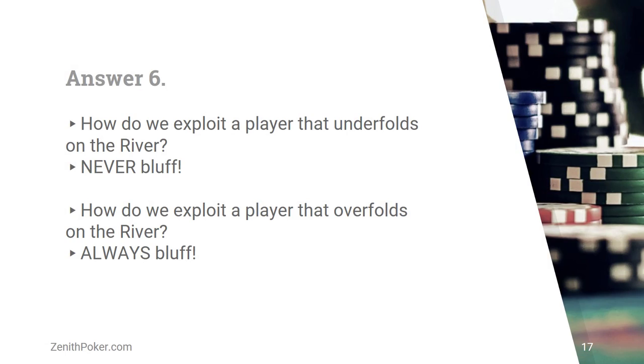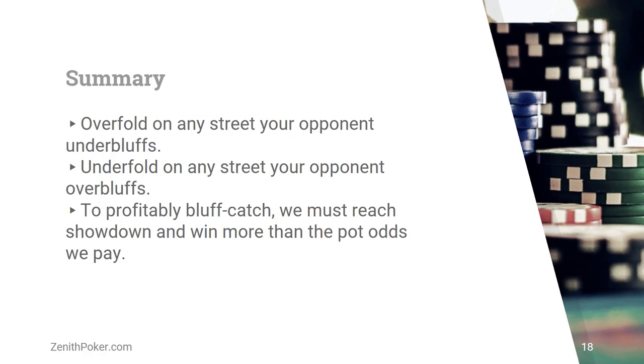All right. Any questions about the stuff that we've talked about so far? So there's a bit of a summary here. A lot of the questions I've had about exploits recently are about how you're going to bluff catch. The rule of thumb is to overfold on any street the opponent is going to underbluff, and underfold on streets your opponent is going to overbluff.